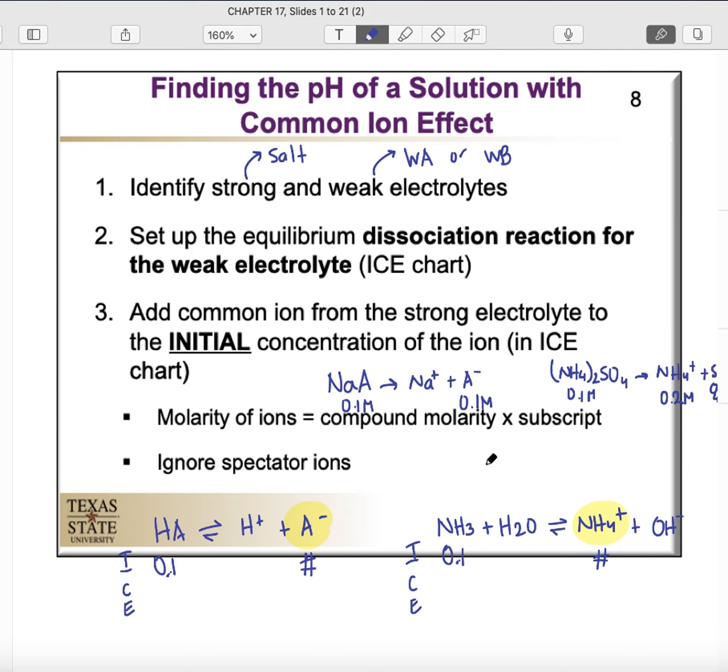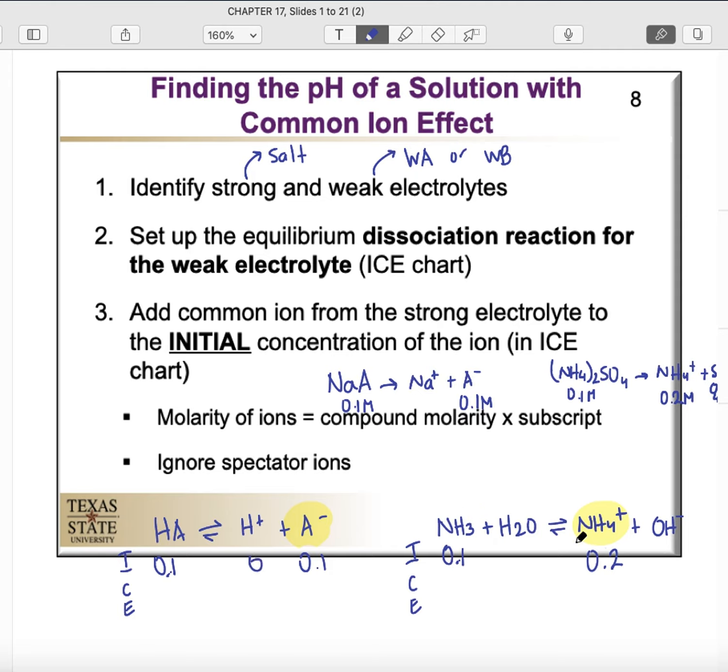All right, so basically, again, what we're going to do is utilize that number here for the initial of the ion. So for these particular examples that I utilized in this page, the initial concentration of this anion would have been 0.1 for the A minus from here. And then for the ammonium, it would have been 0.2 here. And basically, that's the only difference.